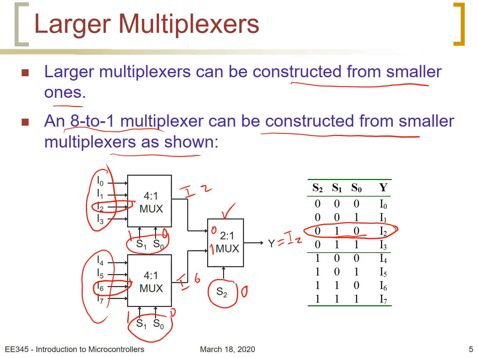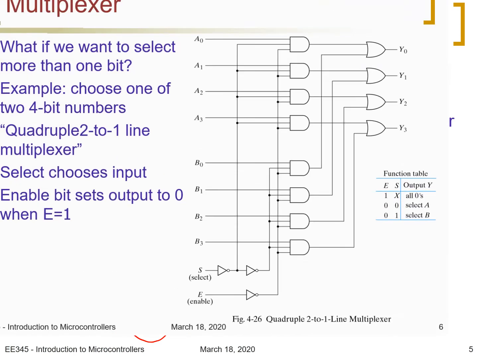So Y will be equal to I2, of course, because this is 0. And if we take, on the other hand, this combination 1, 1, 0 for the selection lines, so we kept these to be 1, 0, same as before, so that the outputs of the first two multiplexers will be the same, I2 and I6, but this would be 1 here. So this input will be output, and therefore Y will be equal to I6. This is how a larger multiplexer is implemented from smaller multiplexers.